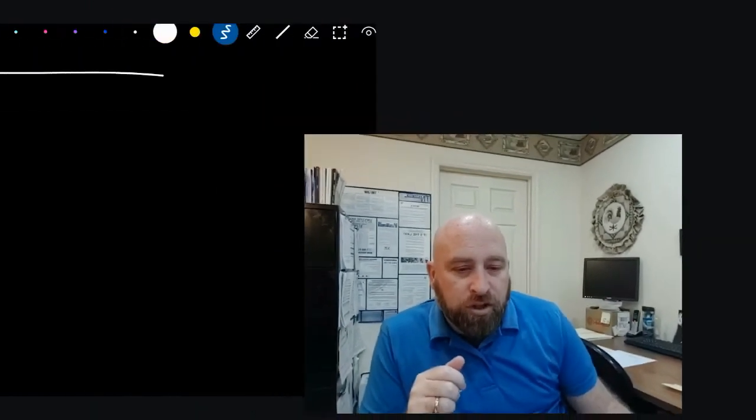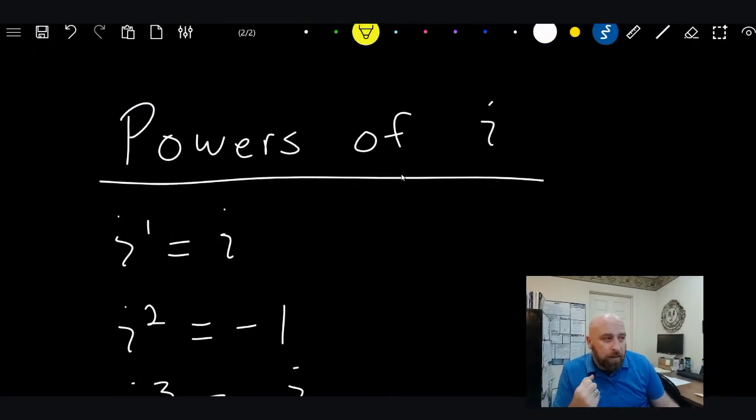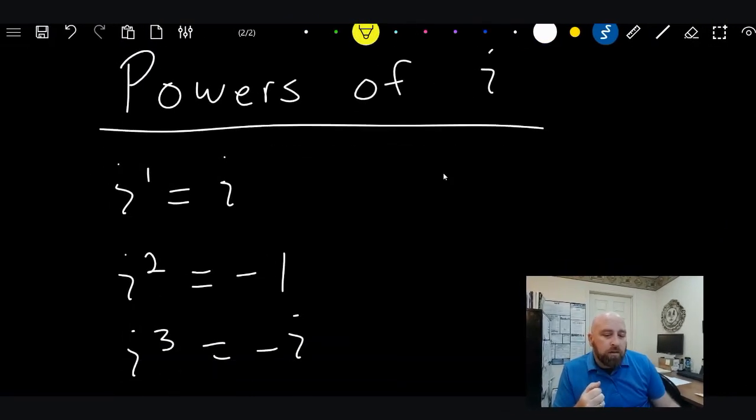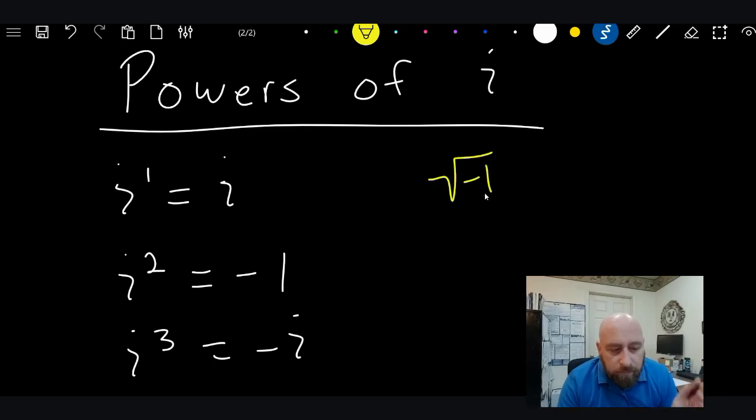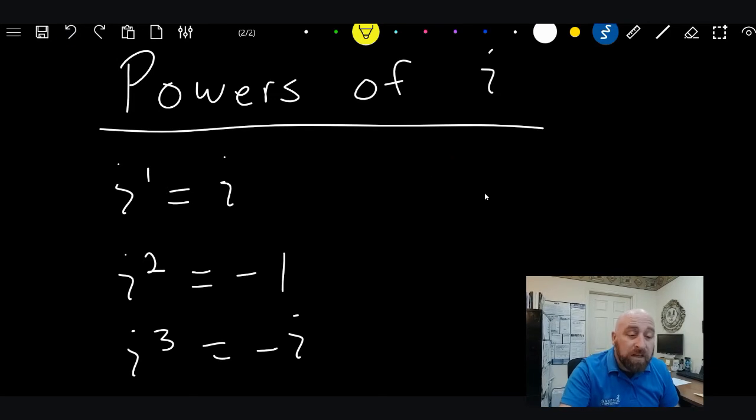Okay, so on page 100, the chart itself is on page 100. Page 99 introduces it, and then page 100 is the actual chart that we're looking at, the powers of i. Well, what we do is we would say that i to the first power, which is this, is imaginary.